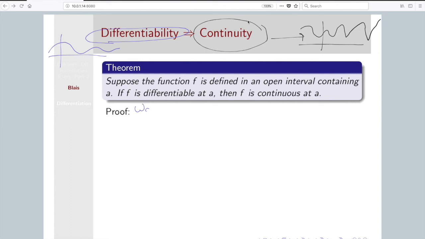Remember that the idea of continuity is that not only does the continuity of a function f at A, you need the limit as x goes to A of f of x to exist, and it also has to equal f of A. So if we can show this using the definition of derivative, then we can conclude that if your f is differentiable at x equals A, it is also continuous at x equals A.